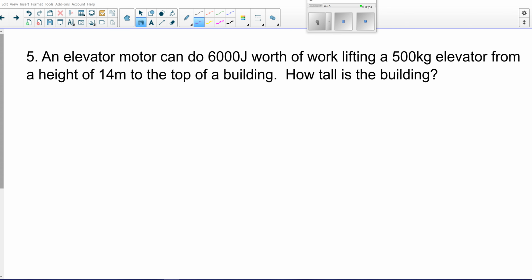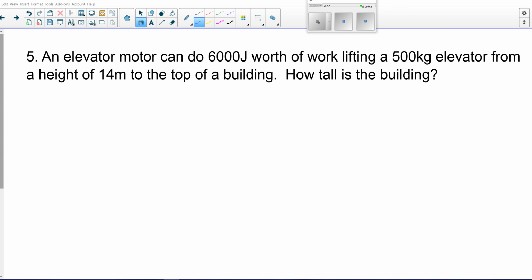Is the building 14 meters tall? It is not. 14 meters is my initial height. We're going higher than that. We're starting at 14 meters, then we're doing 6,000 joules worth of work after that, another 6,000 joules worth of work to get to the new height. What you're looking for is the top of the building, the new height.